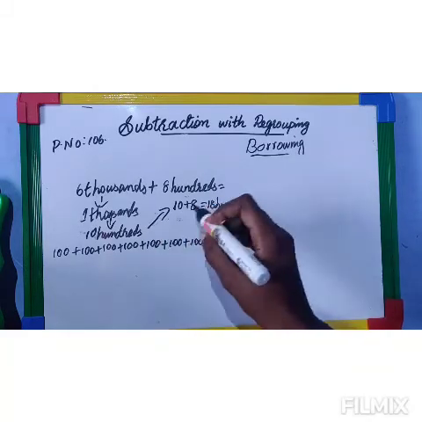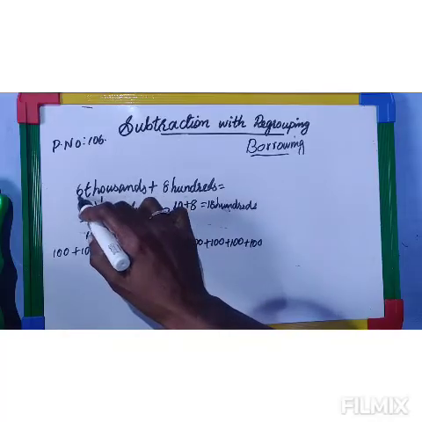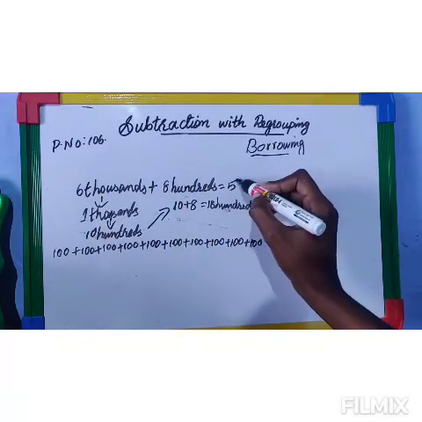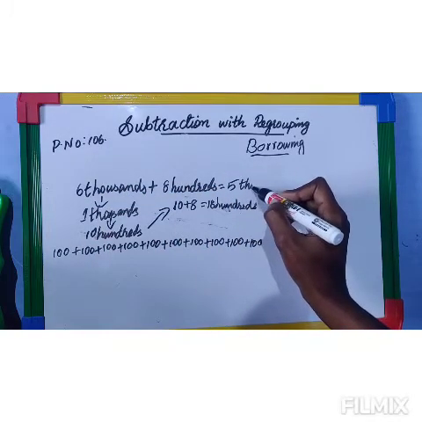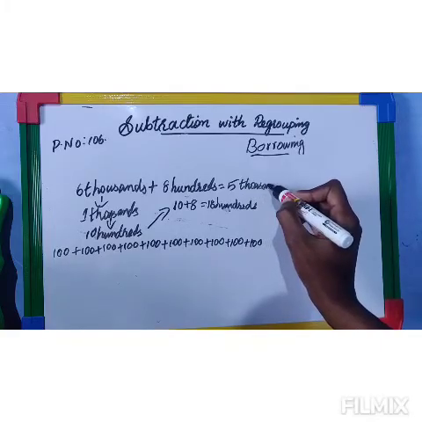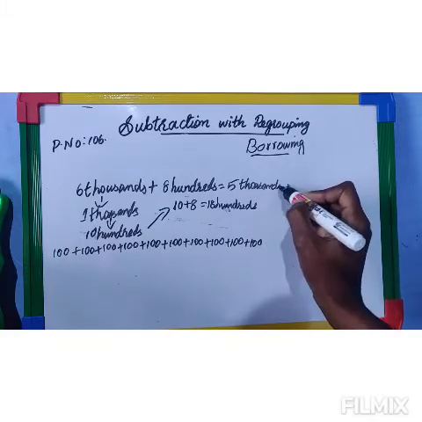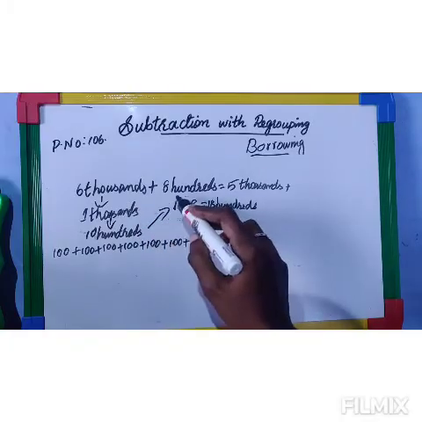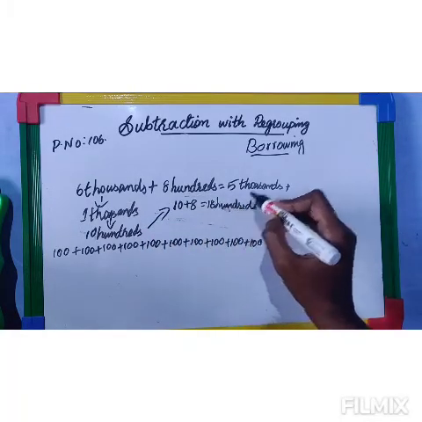So now let's write after converting. If you give 1 thousand, how many remain here? 5. So 1000 is given, and now the remaining is 5 thousands. And after getting 1000 here, that is 10 hundreds, it becomes 18 hundreds.